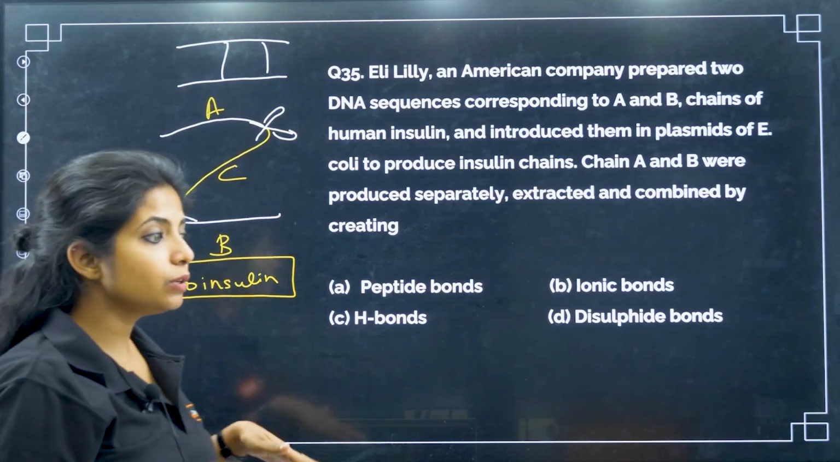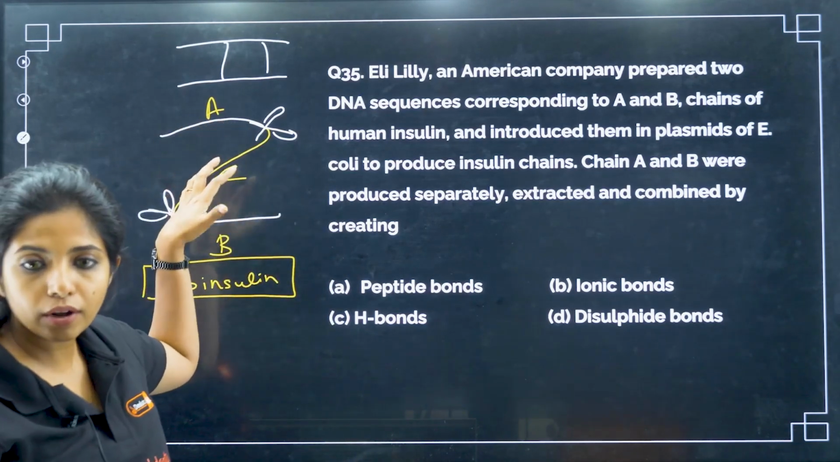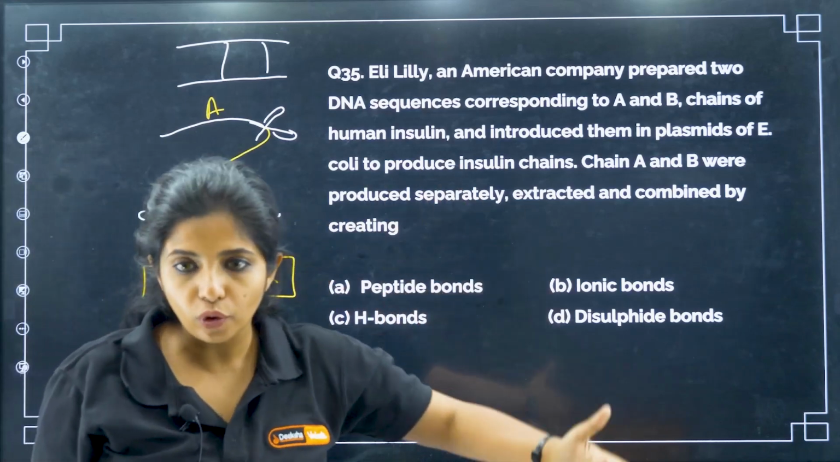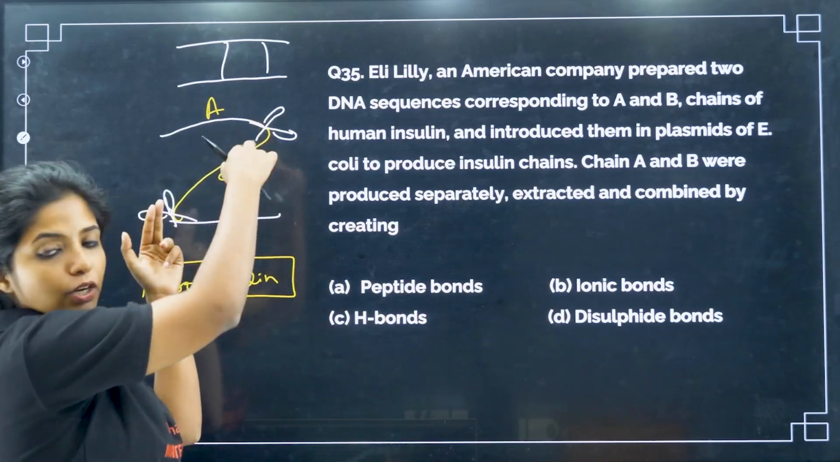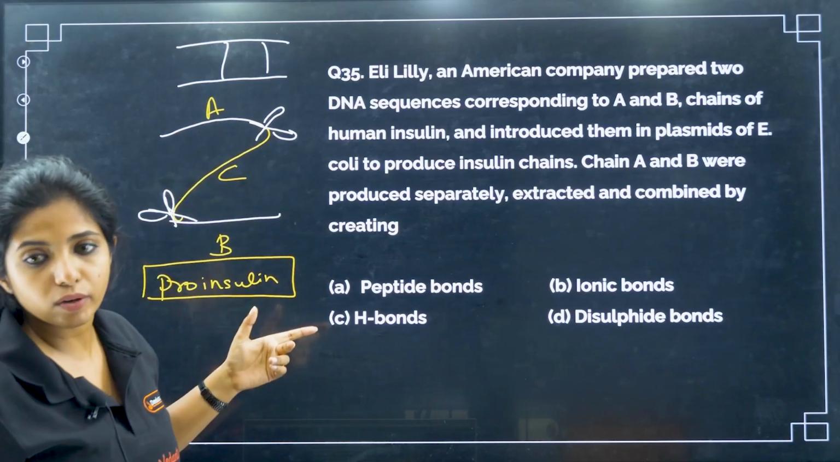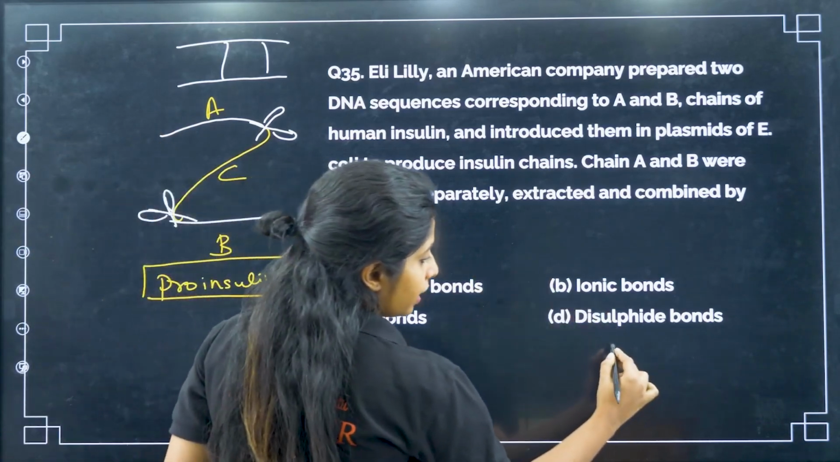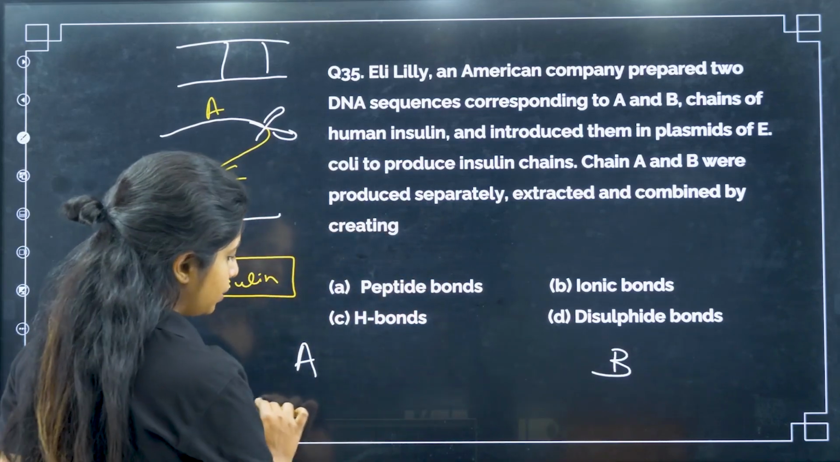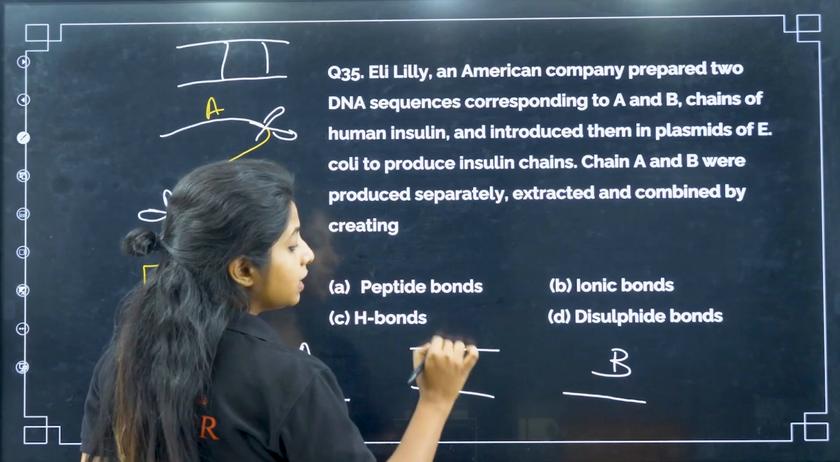But now if you want to produce insulin in laboratory conditions, you cannot directly put the gene that is coding for the insulin protein into what? Into the E. coli. Why? Because in E. coli the machinery would not be there to cut and join all of these things. So what did we do? We put the gene for A in one E. coli and the gene for B in another E. coli. This produced the A strand, this produced the B strand.